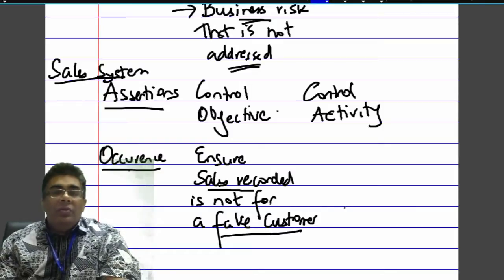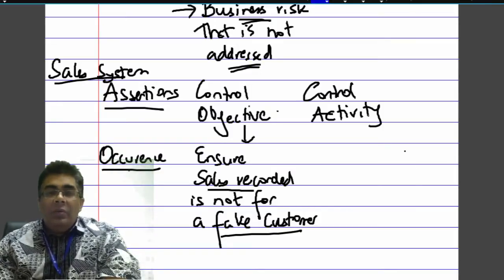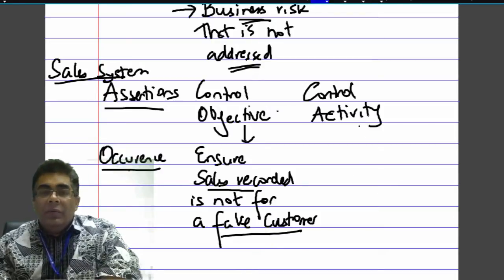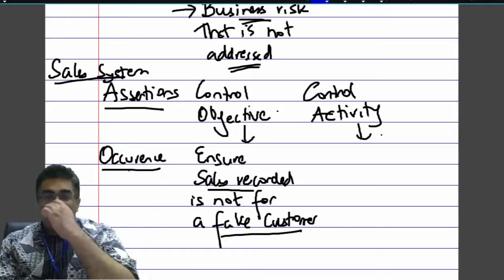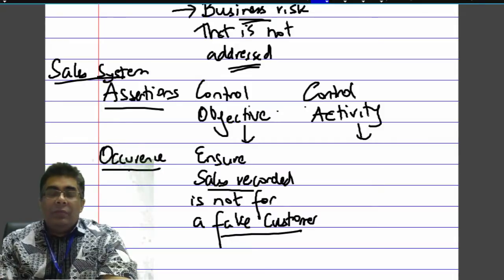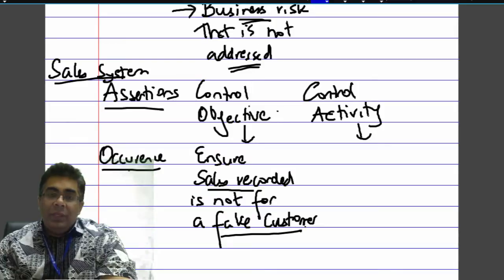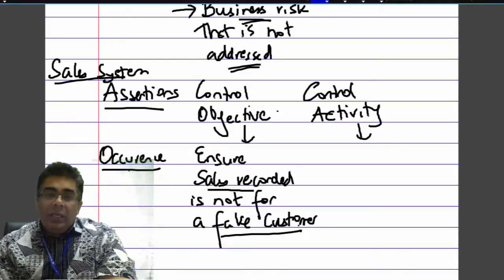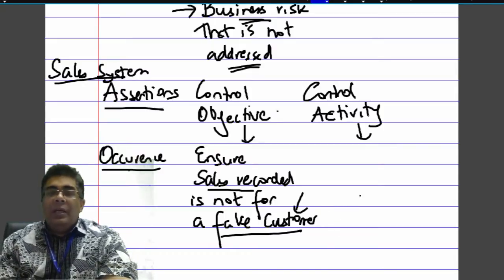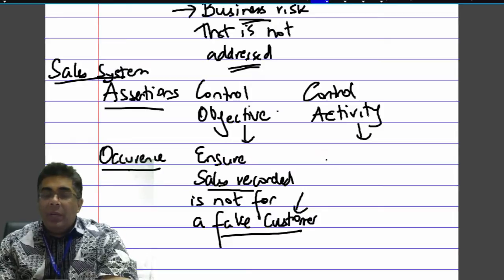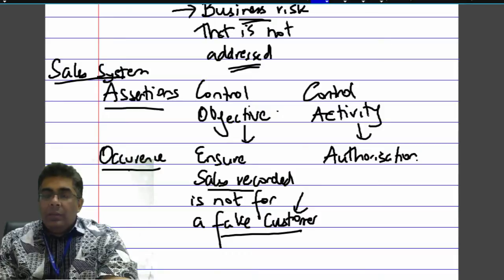Now, this is the objective. How do you make sure that the sales recorded is not for a fake customer? What will be a potential control activity for that? What are the controls that you would like to implement in this? Can you think of any? One of the things that you can do with regard to handling a fake customer is to implement authorization controls.